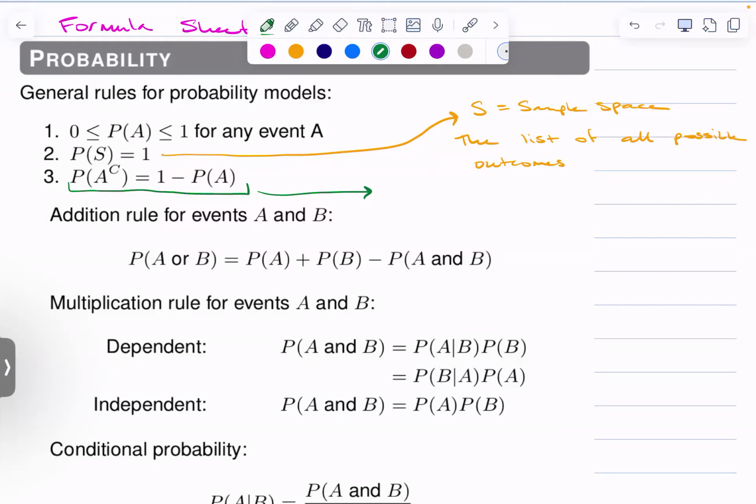If A is some random event, then A to the power of C is the complement of A, which is everything that's not A. Everything in S, so everything in the sample space that's not A. So sometimes I read the complement of A as not A.